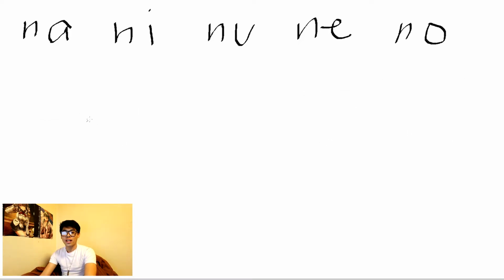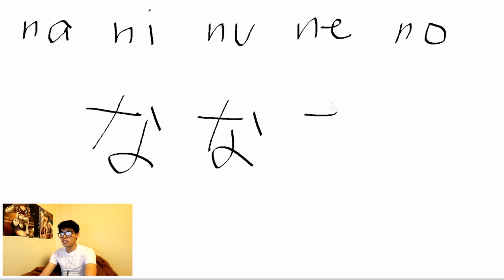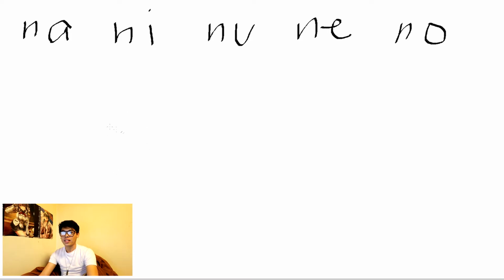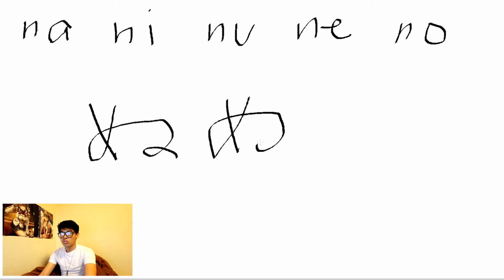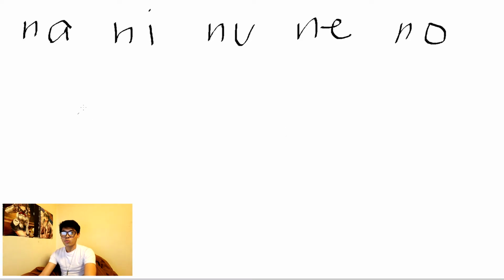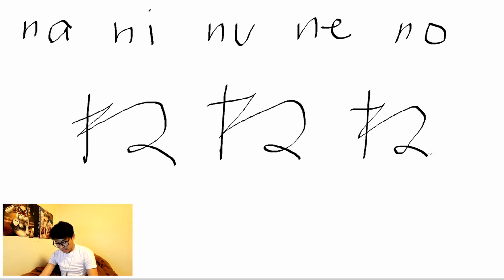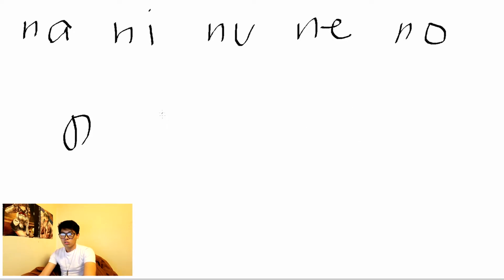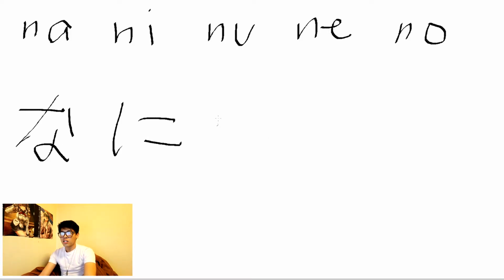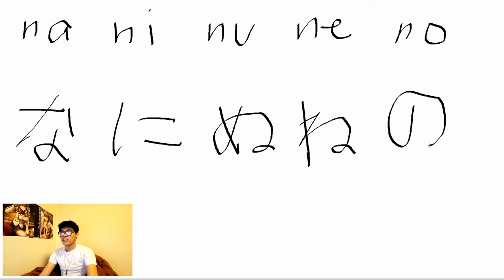Na. How do you write na? 1, 2, 3, 4. That's na. Ni, 1, 2, 3. That's ni. Nu, 1, 2. Ne, 1, 2. That's ne. That's how you write no, 1. So we have na, ni, nu, ne, no.